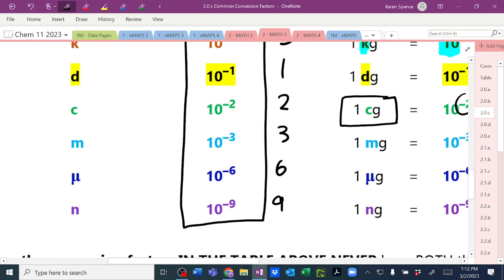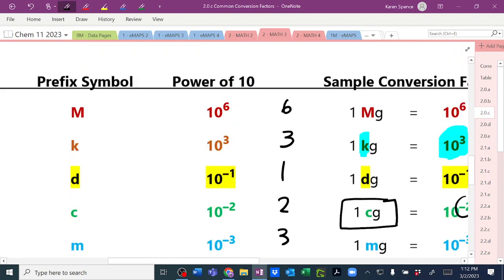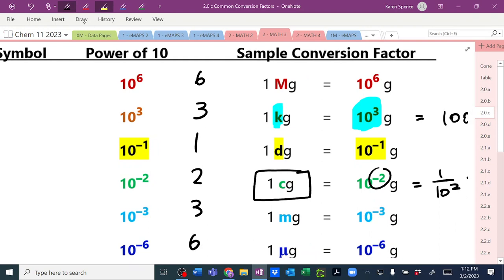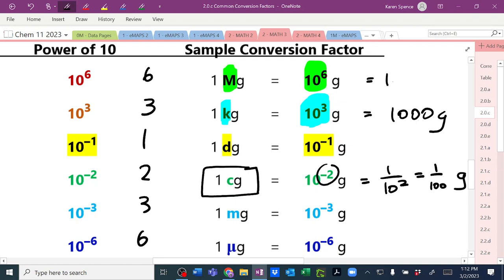So when we have mega, mega means 10 to the 6. So what that means is that 1 megagram is 10 to the 6 grams, which in other words, if you wanted to expand that, you could expand it as 1,000,000. But that's actually kind of a pain to write out all those zeros. So it's kind of nice just to be able to express it as 10 to the 6.